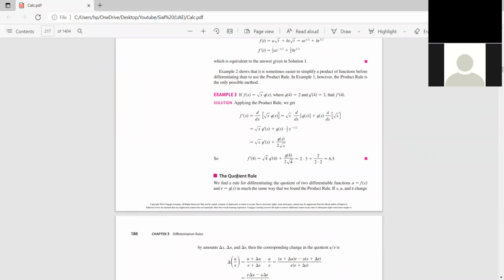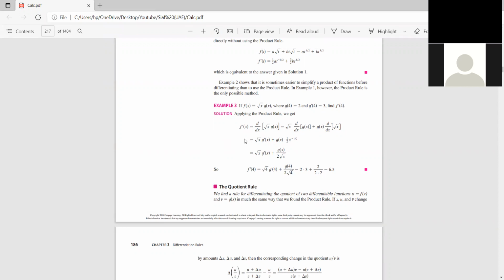There is another rule that is called the quotient rule. We'll be understanding this rule tomorrow. Your voice is not clear, please. There's another rule that is quotient rule. We'll be doing it tomorrow. Okay, let's do the example, understand example number 3.